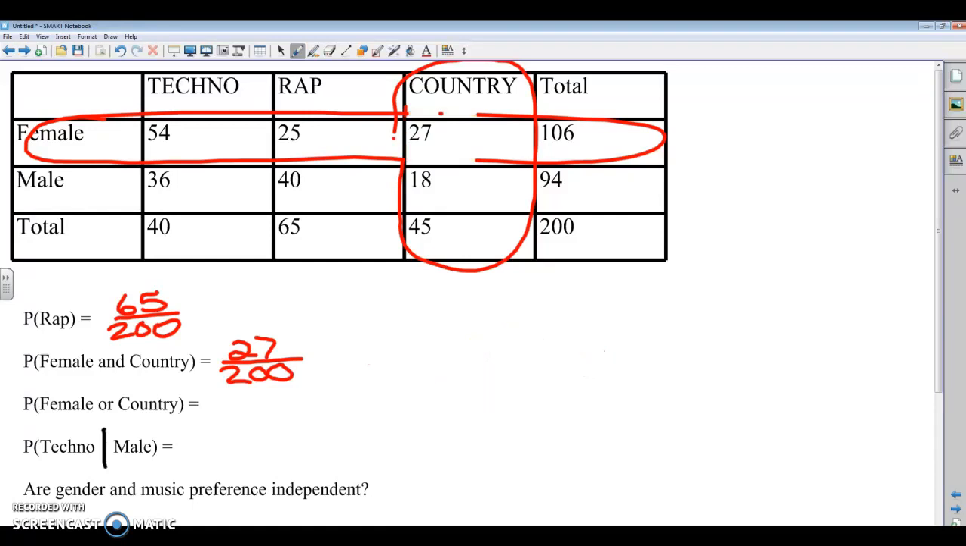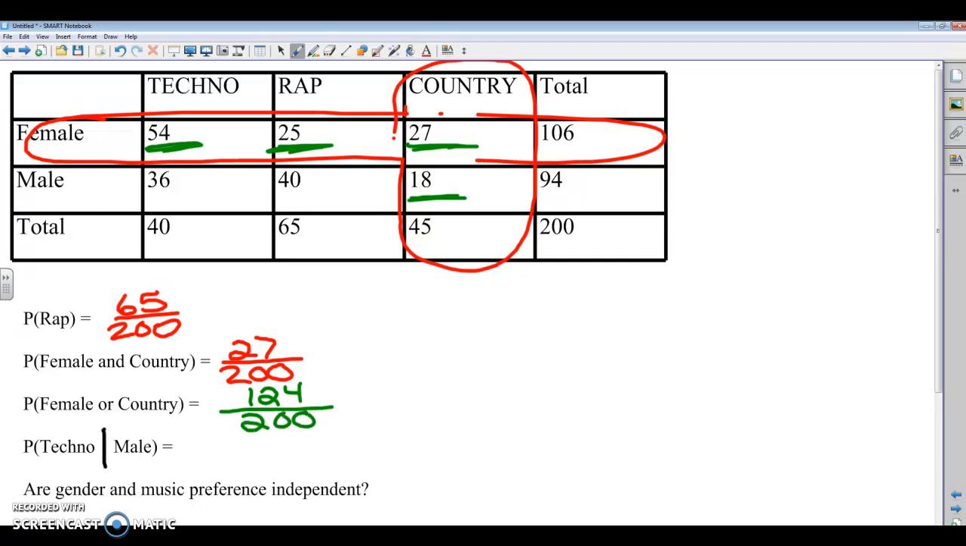My next question, probability of picking a female or a preference of country. Well, I've got my female and my country circled here, so I'm just going to add up all of the numbers in my bubbles. So 54 plus 25 plus 27 plus 18 will give me 124 out of 200.